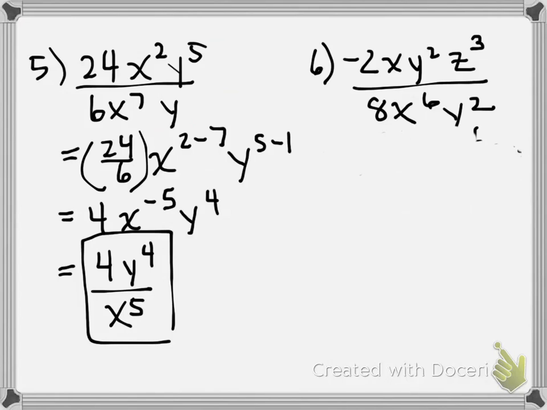I ran myself out of room. That was wrong. Sorry. So we have -2 over 8. We have 1 take away 6 on the x's. We have 2 take away 2 on the y's. And what do we take away from the z's? Nothing. We take away nothing.